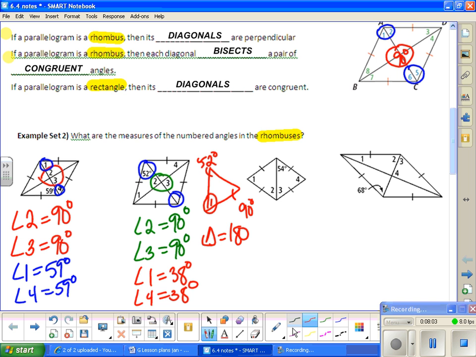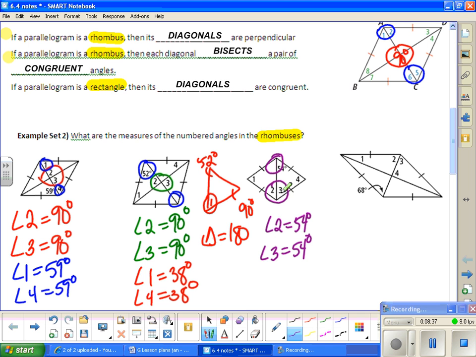Okay. So for the next one. Here, it's still a rhombus. There's only one diagonal, so we're not looking at angles on the inside. We're looking at these outer ones. So if the diagonal bisects it, then all of these angles here are congruent. So angle 2 is equal to 54 degrees, and angle 3 is equal to 54 degrees.